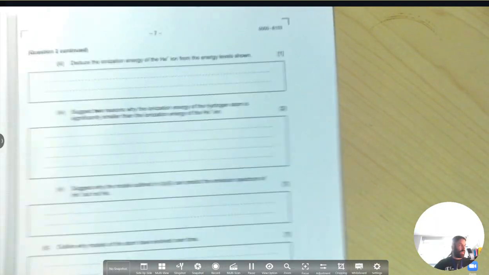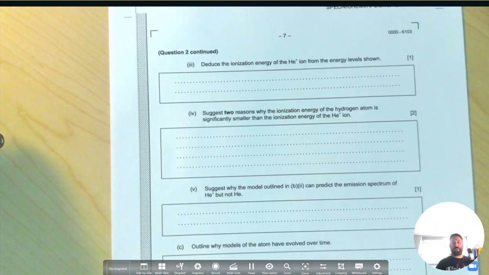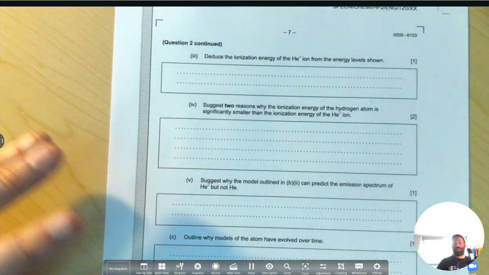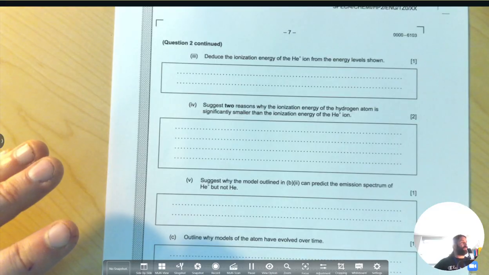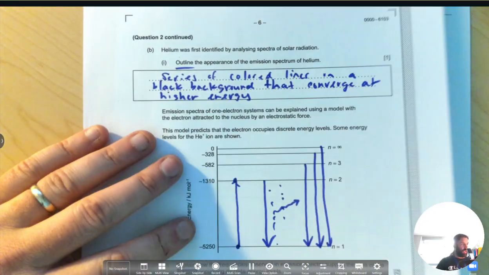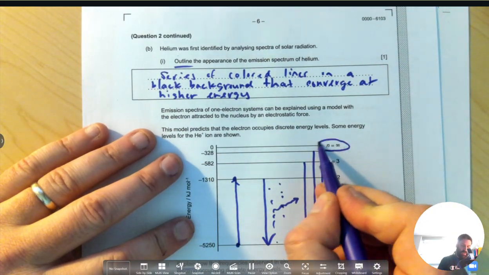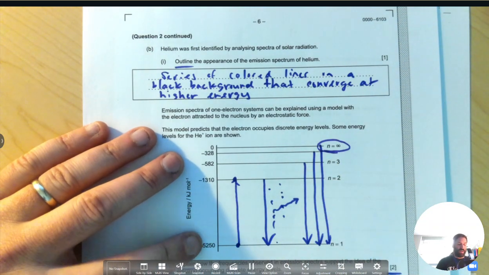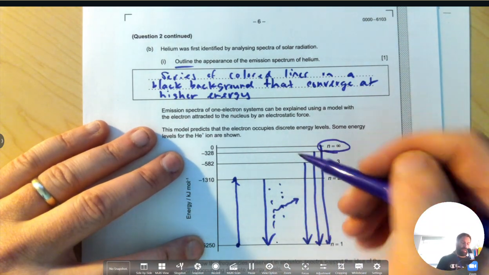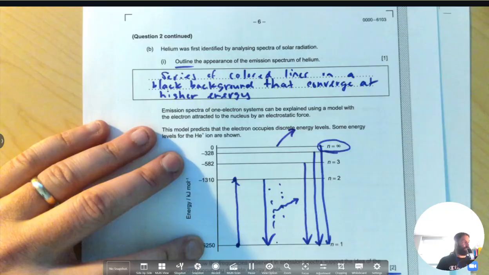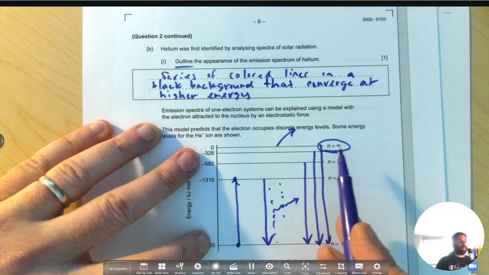All right, final page in this particular video. It says deduce the ionization energy of the helium plus ion from the energy level shown. All right, so for you HL kids, n equals infinity represents the amount of energy needed to be absorbed to be removed from the atom. So n equals infinity represents the ionization energy.